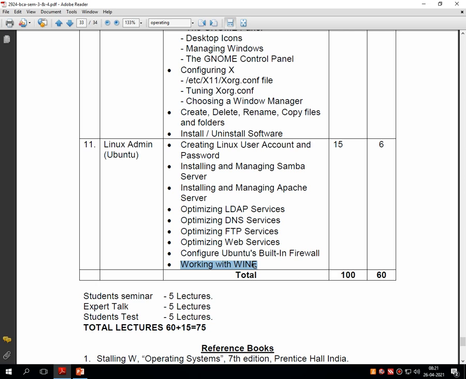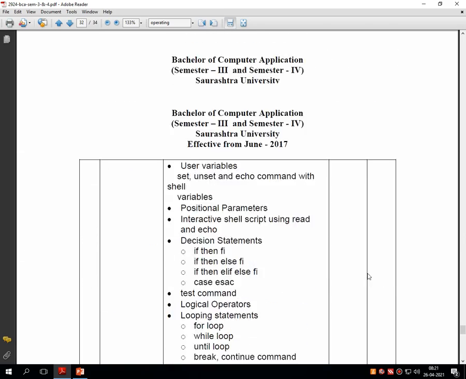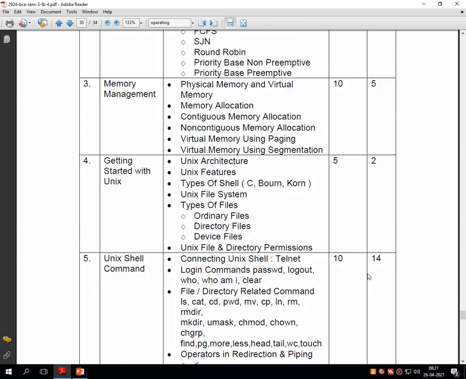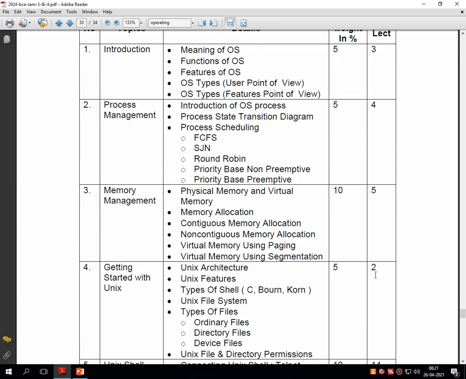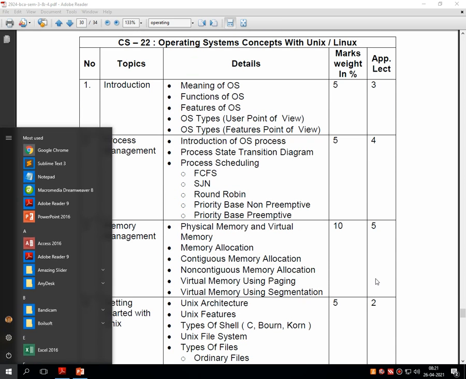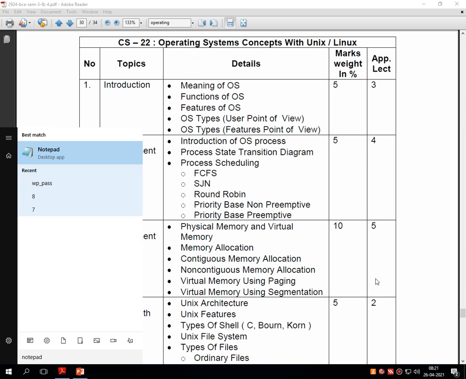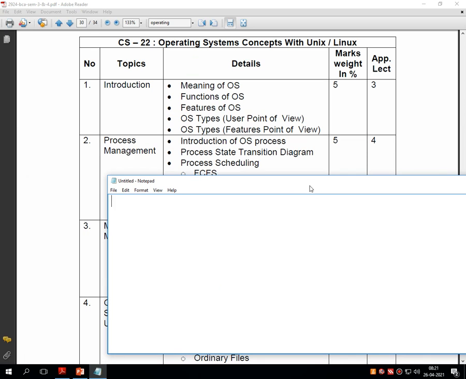So this was all about the topic which we have in unit number 11. As far as the syllabus is concerned, every topic gets completed over here. Now it's time to note down the important questions unit wise for examination point of view. So let's start with unit number 1. Write down the first question.